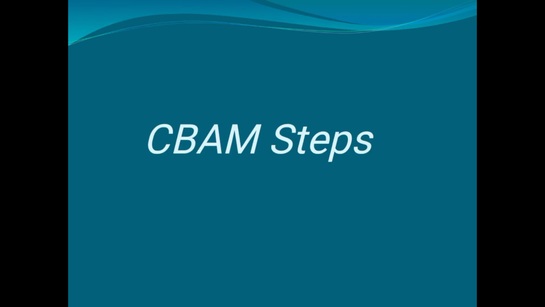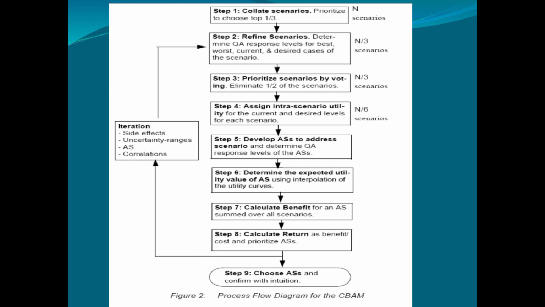Now CBAM steps. These are the steps that are performed in a CBAM, that is, the flow will be from step 1 to step 8 and after that it will again go in an iterative method. This is the process flow diagram for the CBAM. In this CBAM process we will have 8 steps. Step 1 is collate scenarios, prioritize to top, choose top 1 by 3. Step 2, refine scenarios, determine quality attribute response levels for best, worst, current and desired cases of the scenarios.